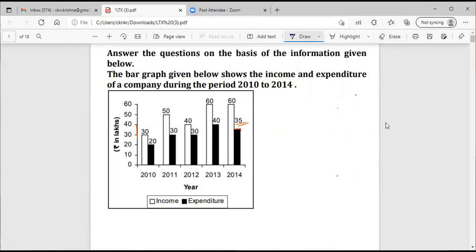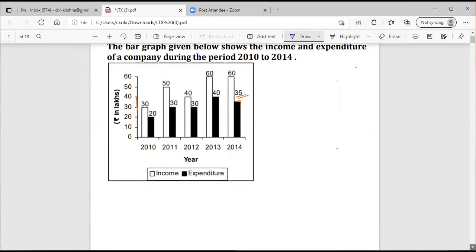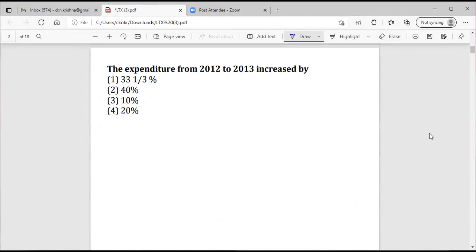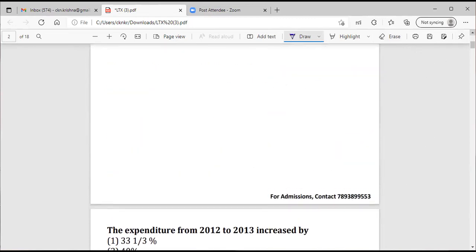Let's write now. Question number 1. What is the first question here? So they ask a question: the expenditure from 2012 to 2013 increased by what percentage?